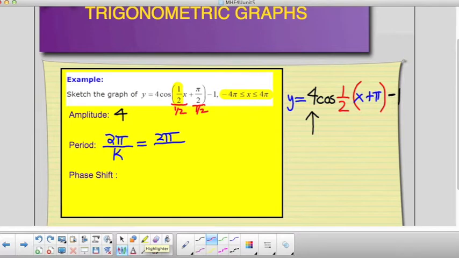1/2. Yes, so 2 pi divided by 1/2. And when you do that, that's the same as 2 pi over 1 multiplied by the reciprocal. We flip the reciprocal, it becomes 2 over 1. So this is equivalent to 4 pi.